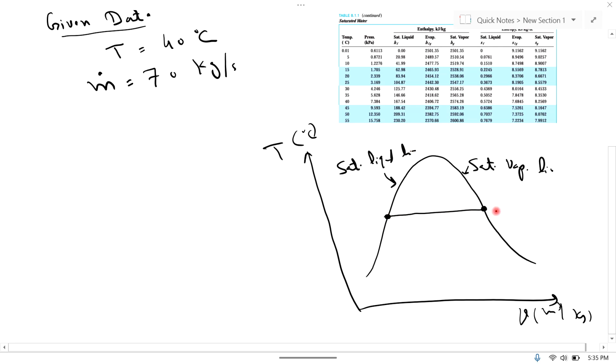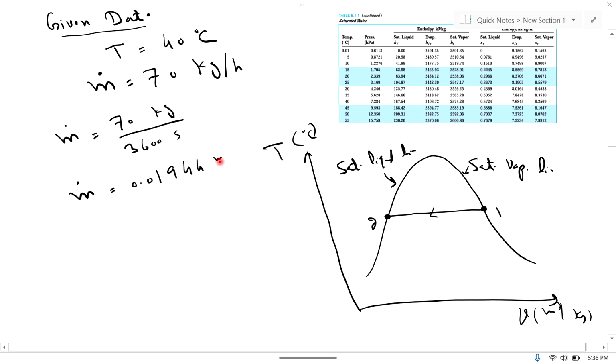So this is the start point and this is the end point, and m dot is given to us as 70 kilogram per hour. Let us convert this into kilogram per second. So this will be equal to 70 kilogram, and 1 hour is equal to 3600 seconds. So m dot will be equal to 0.01944 kilogram per second.